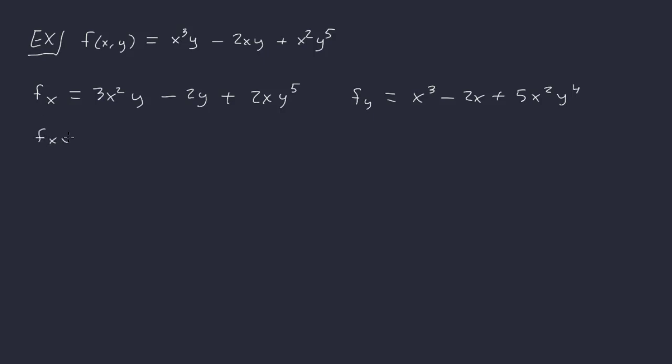Now, I'll start to slow down a bit. So now let's take the double derivative for x, f sub xx. Now we're going to take the next x derivative. Okay, so here it's going to be 6x times y. But here, the derivative of 2y with respect to x is 0. Okay, then the derivative with respect to x of 2xy to the 5th, well, that will just go to 2y to the 5th.